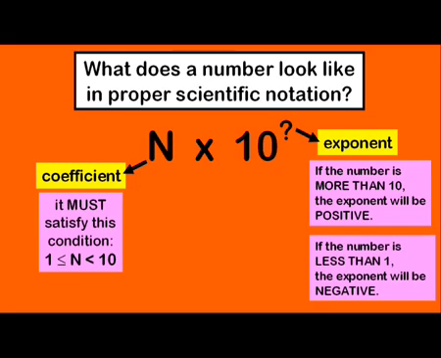And what I find is that it's much easier to think of these numbers as being either more than 10 or less than 1 to help you understand the exponents. Trying to memorize shifting to the left or shifting to the right, it could be confusing. So just remember, more than 10, positive exponent, less than 1, negative exponent.